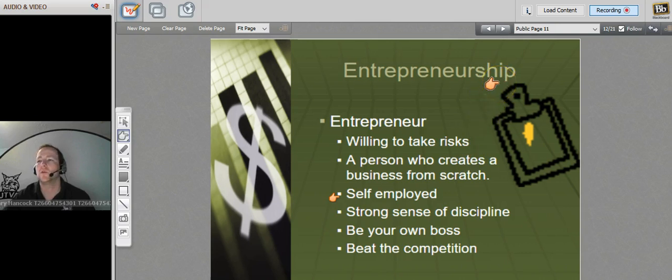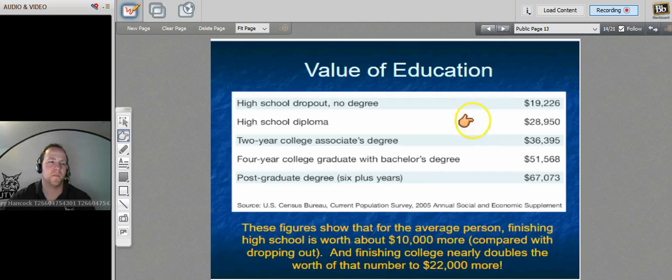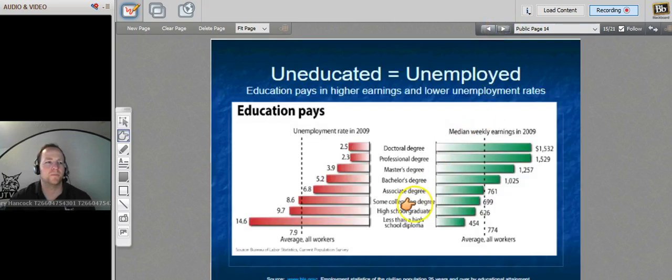So once you learn more about yourself and what you want to do, that's really a good thing to look at there. Okay, we're going to talk real quick. We already talked about this a little bit, so we may fly through it. But the value of education. We already went over this diagram right here, that you're going to make a lot more money the higher education you get. I don't think we need to go over that anymore.